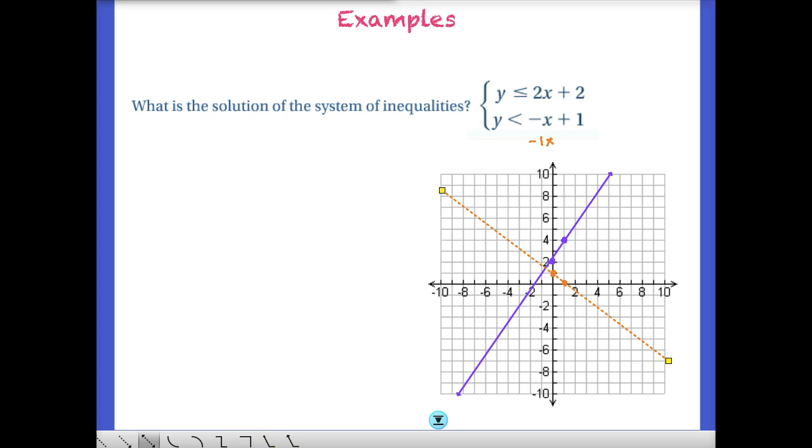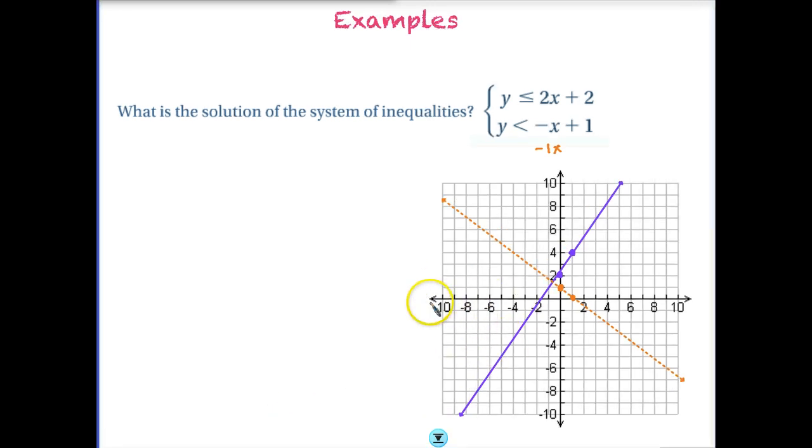So what I've done is I went ahead and graphed both of these at the same time before shading the solution area. And sometimes that's nice to do because you might be able to determine where they overlap without having to have a lot of shading on your graph. So if I look at the first example, I want all the y's that are less than or equal to my purple line, right? So this one is the purple line. I'll go ahead and mark that. This one is the orange line.